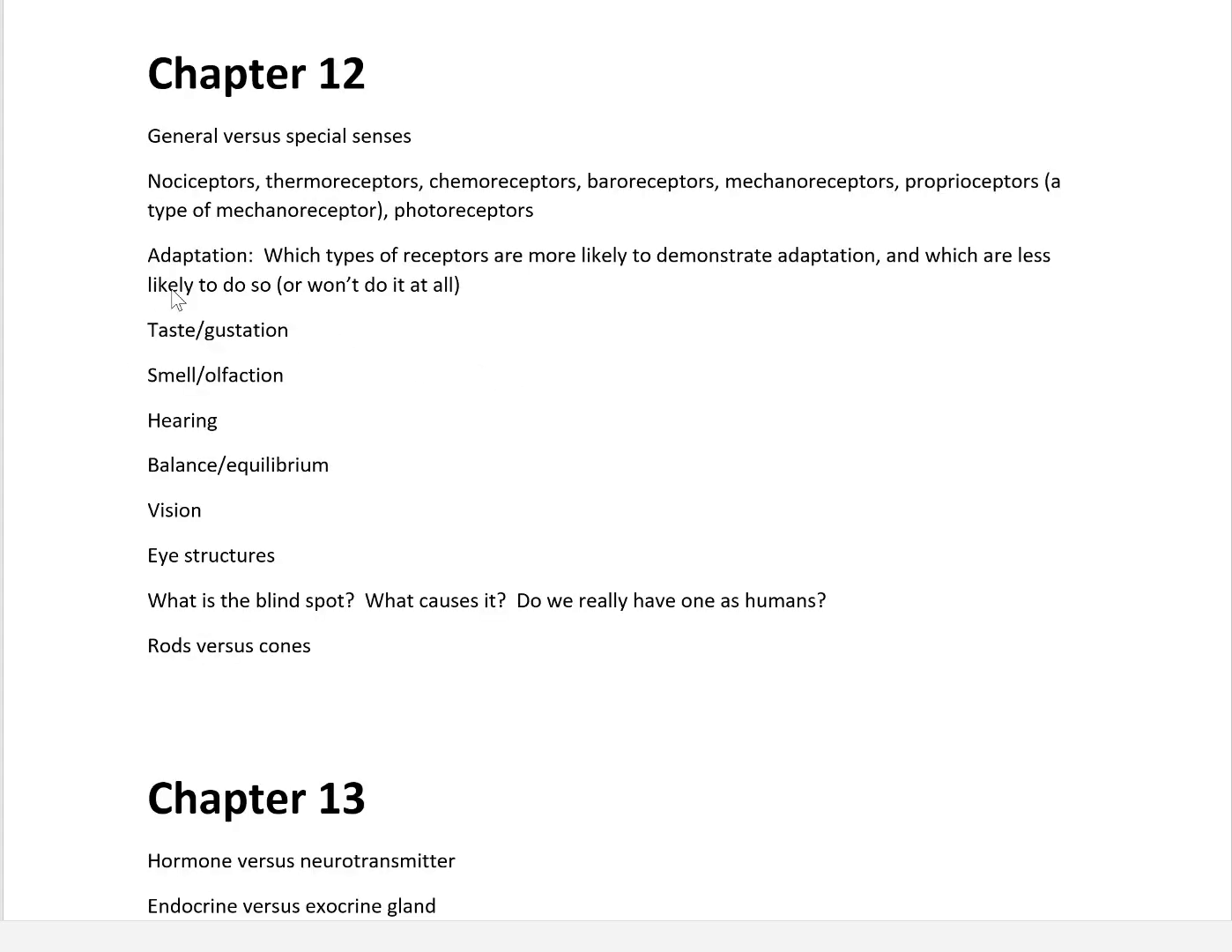The process of adaptation. Adaptation is when a receptor can get used to a response. So which types of receptors are more likely to demonstrate adaptation, and which are less likely to do so or won't do it at all? We have different types of receptors, called phasic and tonic receptors. Phasic receptors only respond to changes. Like temperature receptors, they notice when the temperature changes around you, but they're not constantly telling you what the temperature is. If you go into a room that's slightly warmer or cooler than you're used to, you'll notice it for a while, but you get used to it.